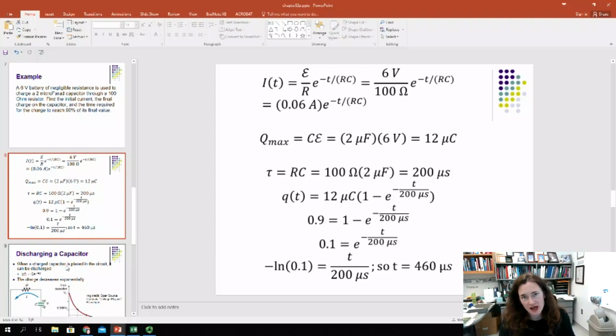But because I'm not going to have a time that's before t is equal to 0, and the natural log of 0.1 is a negative number anyway, I'm just going to move that negative sign to the other side, and then I have minus ln of 0.1, which will give me a positive number, is equal to t over 200 microseconds. Solving, plugging into my calculator, I end up with t is equal to 460 microseconds. So that's how long it takes the capacitor to charge to 90% of its max value.